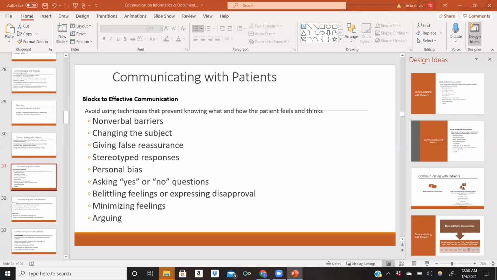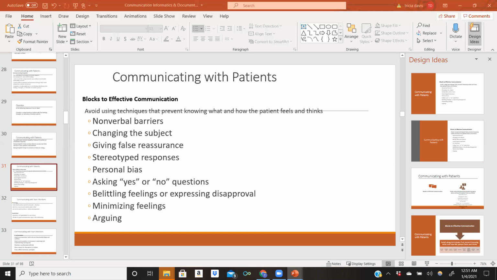So there are blocks to effective communication. You want to avoid using techniques that prevent knowing what and how the patient feels and thinks. You don't ever want to come out and say, I know what you're thinking. Oh, I know how that must be. Or you don't want to assume that a patient feels or thinks a certain way. You always want that to come from the patient. Even if you're thinking it, you want to keep it to yourself.